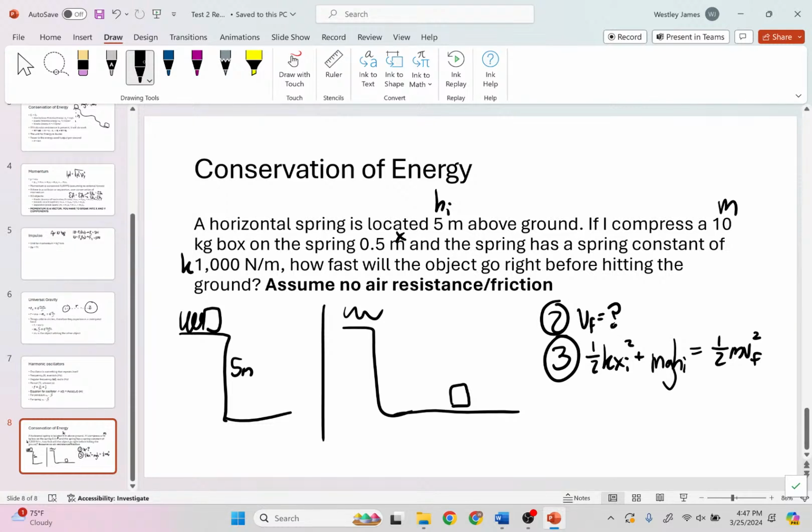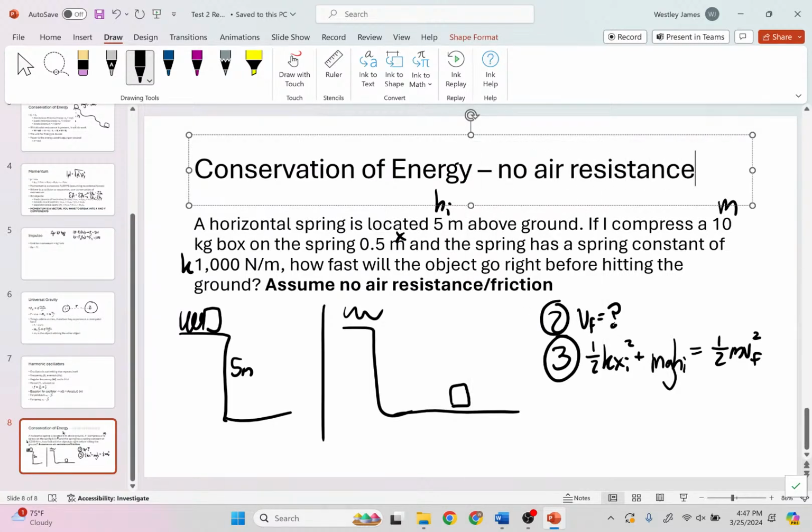This is one flavor of it. There's only one more thing I can do to make this more complicated, besides having all the energies on both ends. The other thing I can do is add air resistance. Now, I have not taught you how to calculate the energy lost to air resistance. So what would that look like? This is a conservation of energy problem with no air resistance.